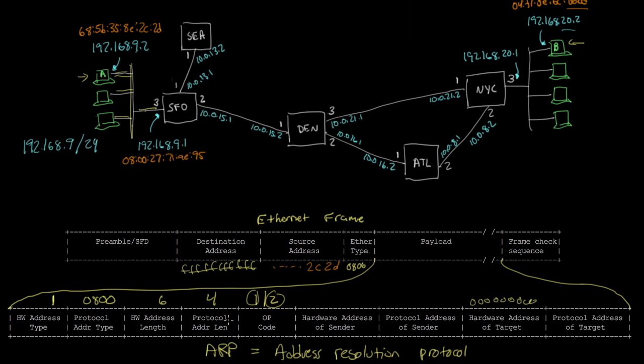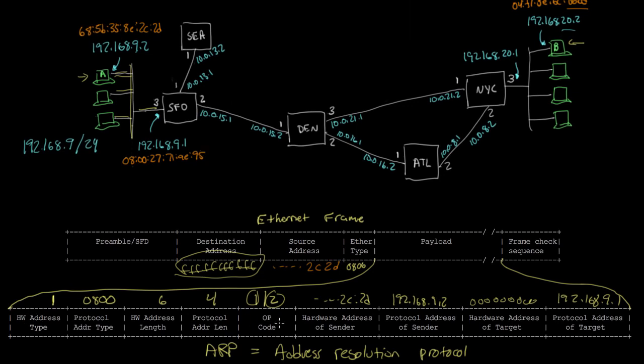And so by filling all of this out, host A can ask everyone on the network and say, hey, whoever has 192.168.9.1, please respond and fill in your hardware address. And by the way, I'm 192.168.9.2, and my address is whatever, 2C2D. And so this is being broadcast to everyone on the network because the Ethernet destination is this all Fs or all ones broadcast address. And so the San Francisco router is going to see this and it's going to reply.